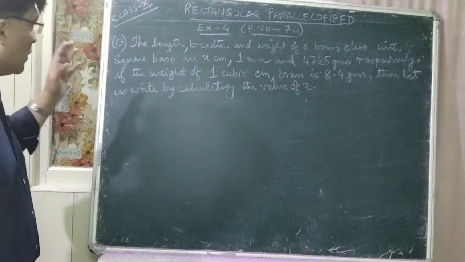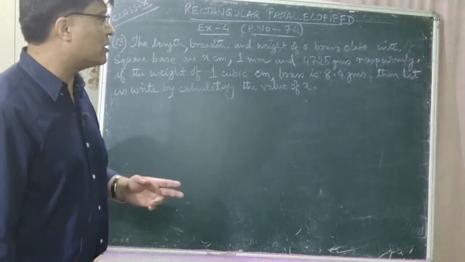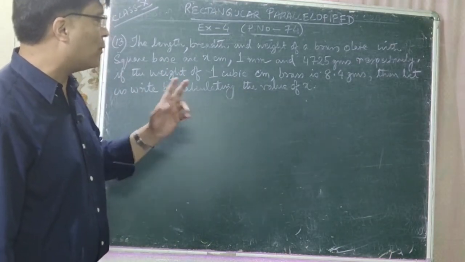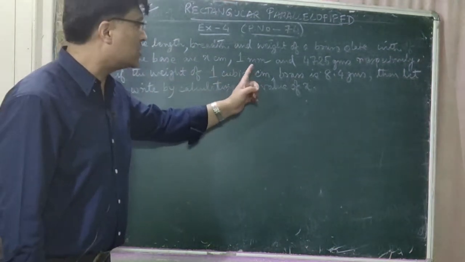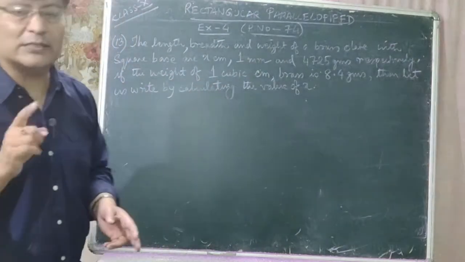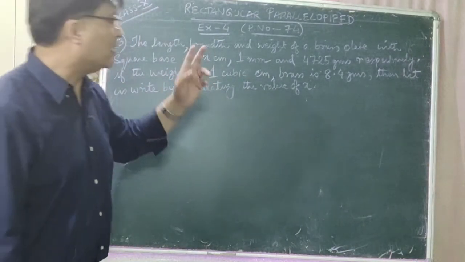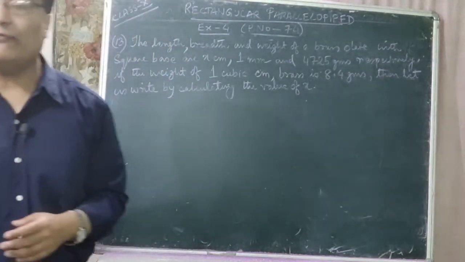Okay. So in the question it is also given that if the weight of 1 cubic centimeter brass plate is 8.4 grams, then let us write by calculating the value of x. You have to calculate the value of x.